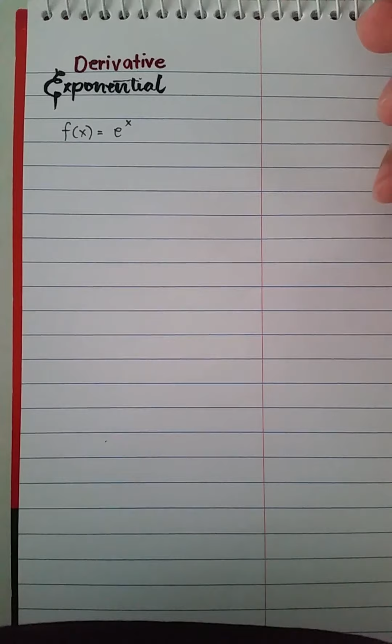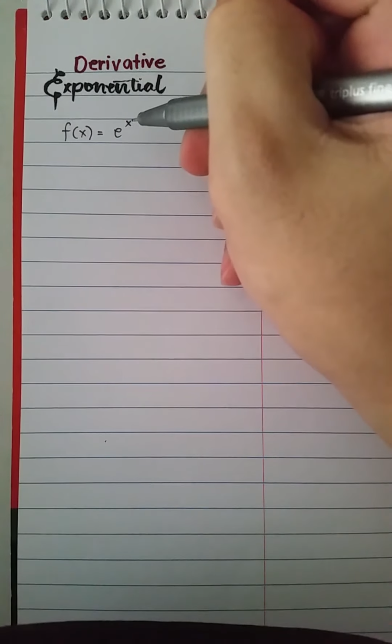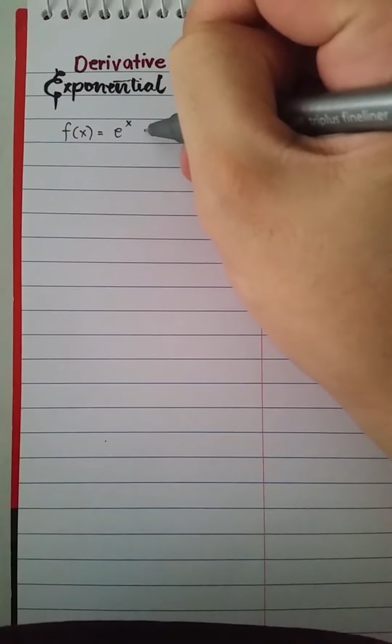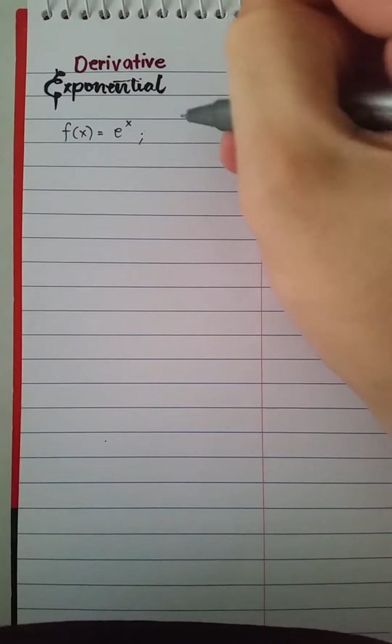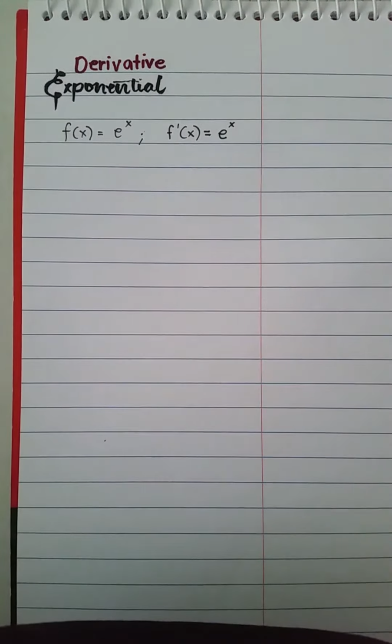Good afternoon. Let us now get the derivative of exponential function. If the given function is, for example, e raised to the x power, please take note that its derivative, f prime of x, is itself. You have to remember this one. Alright, so let's have the first example.